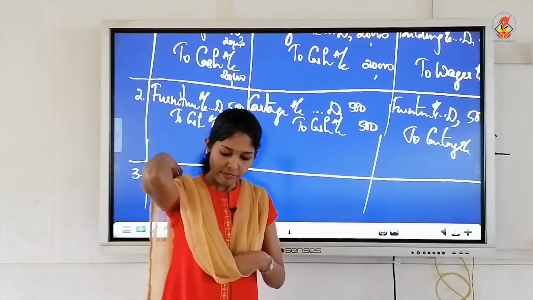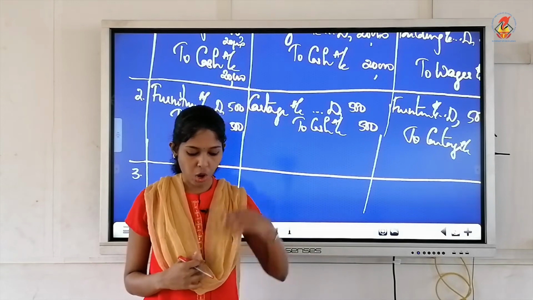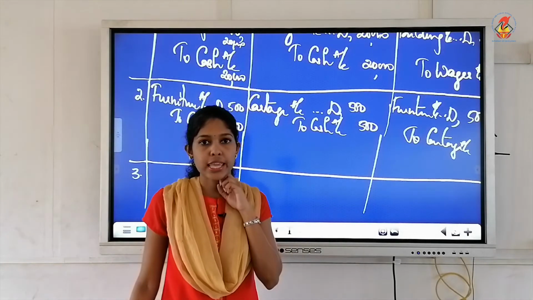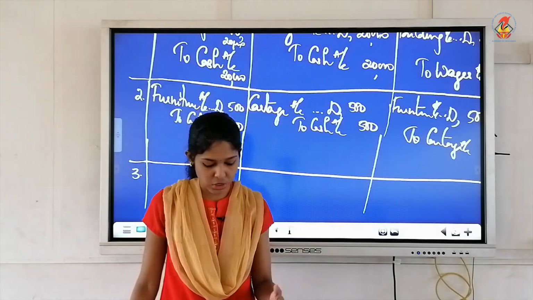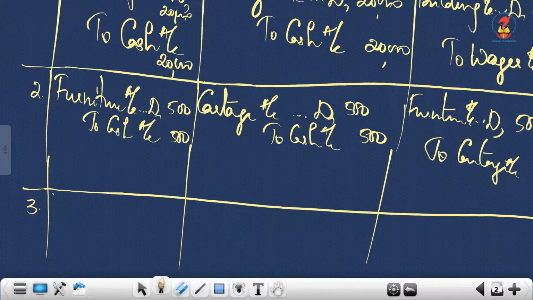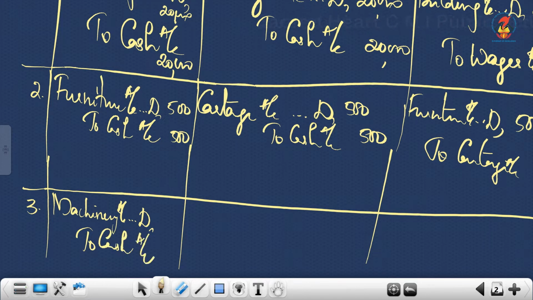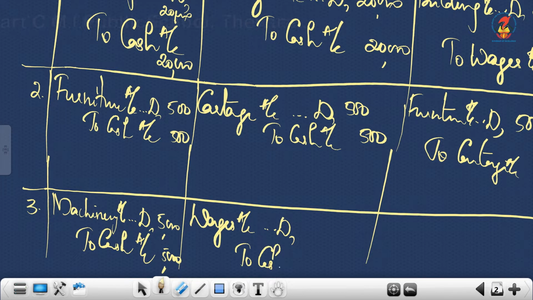The third one, 5,000 paid for installation of machinery debited to wages account. Which account we have to debit actually? It is the machinery account which we have to debit. So the correct entry will be machinery account debtor to cash account. The amount is 5,000. Then we debited it to wages account, so it became wages account debtor to cash account. The amount is the same, 5,000.